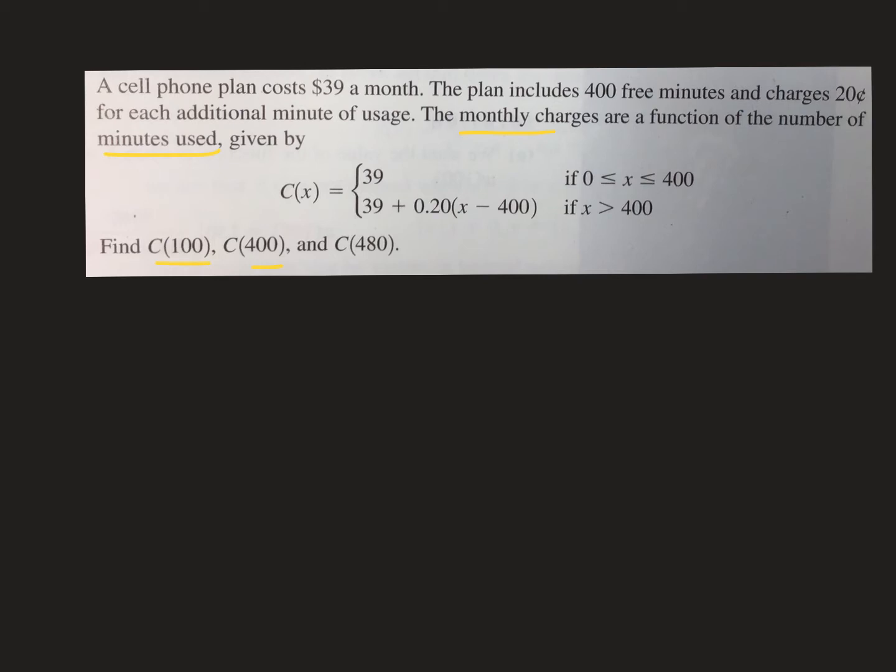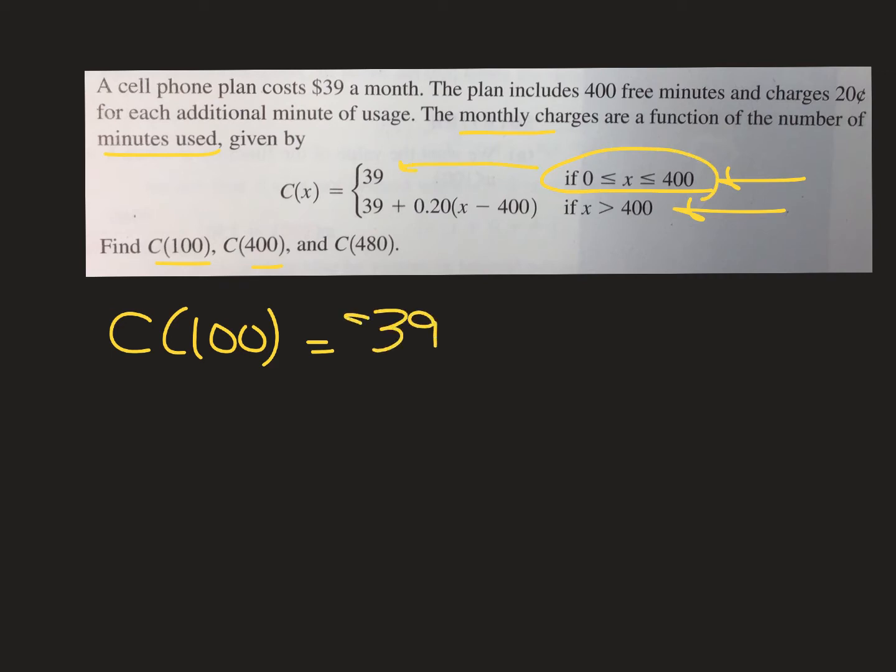So the first one says, what if we use 100 minutes? This is called piecewise because there are two different functions in one. Where would 100 fit? 100 fits in between 0 and 400, so that would be my y, my $39. The second one says 400. I'm going to find out how much it would cost if it was 400. Well, that first one also says less than or equal to 400, so it would still cost $39. So you might as well use 400 minutes.